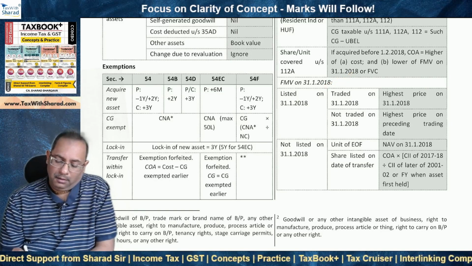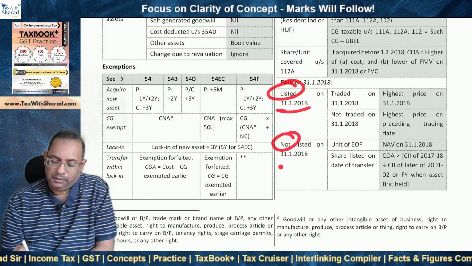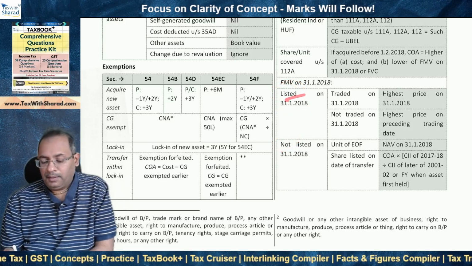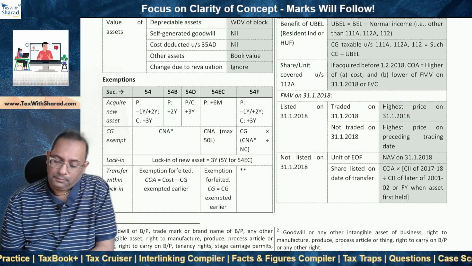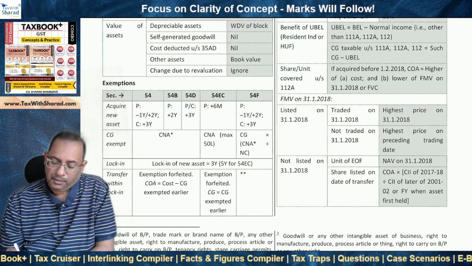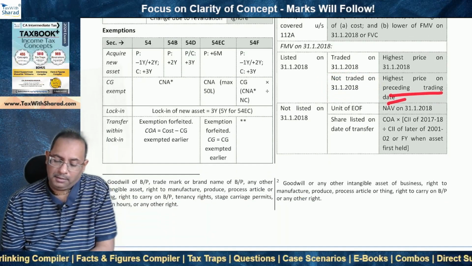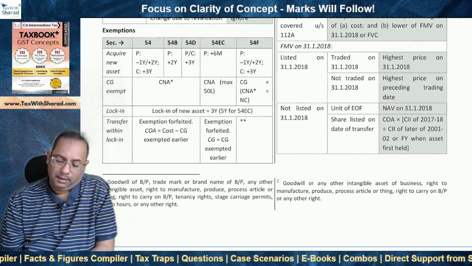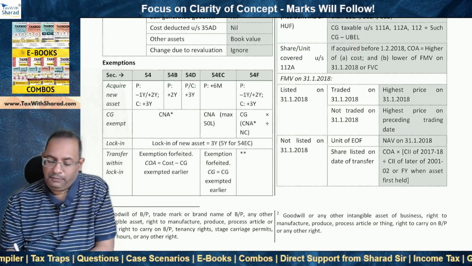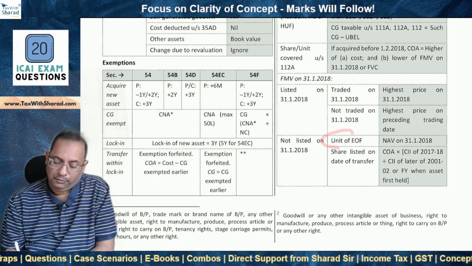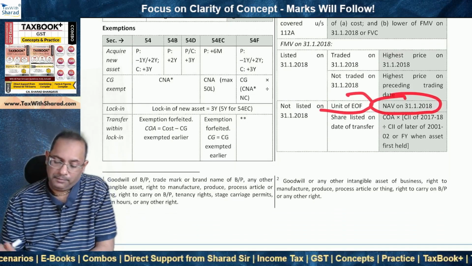It depends if the capital asset is listed on 31st January 2018 or not listed on 31st January 2018. If listed, then if it is traded on that date, then the highest price on that date is the fair market value. If it is not traded on that date, then the highest price on the preceding trading date is considered. Where the capital asset, that means shares or unit, is not listed on this date, then if it is a case of unit of equity oriented fund, the NAV on this date is considered as the FMV.